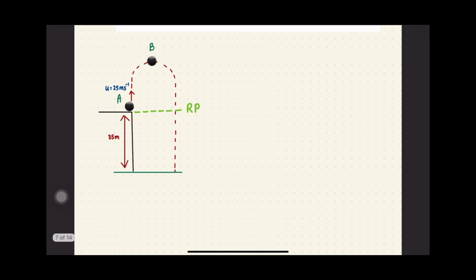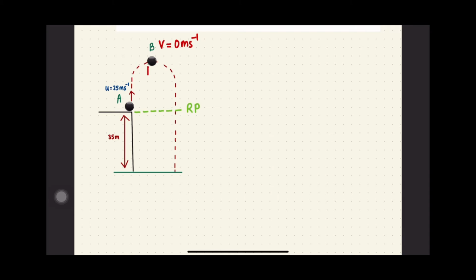So this is based on the diagram. We have the height of the building, the initial speed of the stone, and then it reaches the maximum height. At maximum height, they have a hint here where V is equal to 0. Velocity at maximum height is equal to 0 meters per second. So we want to determine the height from the ground.